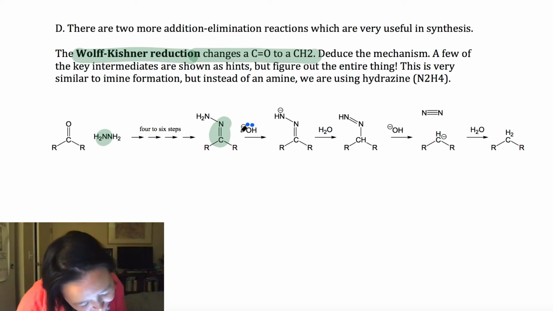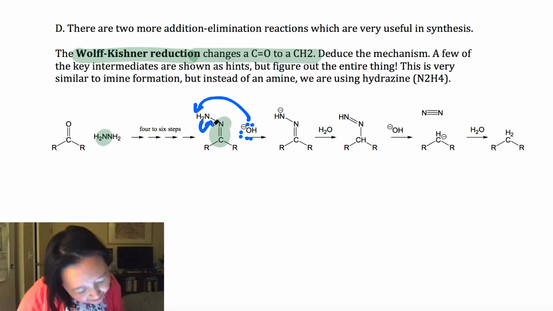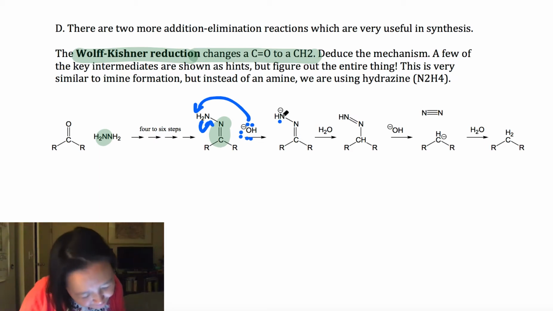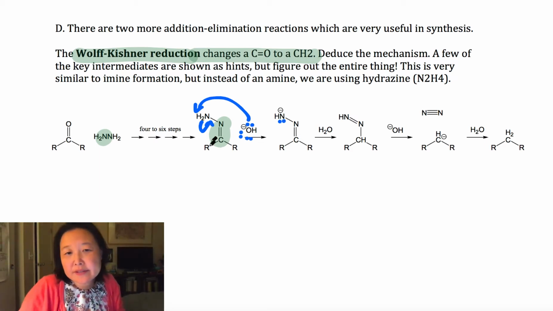So for this step, I would expect you to be able to take one of these H's and plop that lone pair onto this N. And so that's how we do this step right here. There are 4 steps that get us to here, and this is the 5th step.